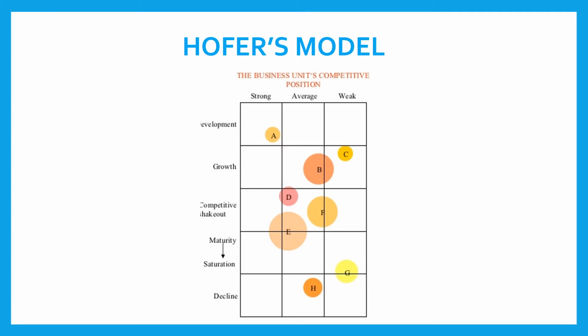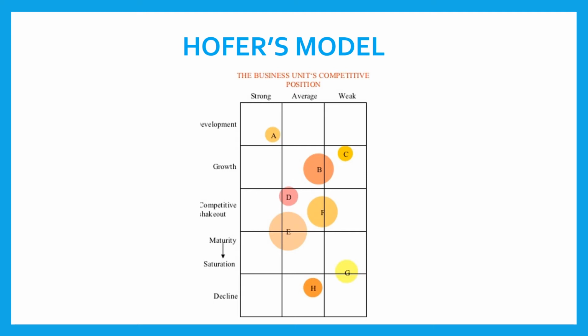Hofer's matrix reflects the stage of the development of the product or market. Business units are placed on a grid showing their stages of product market evolution and their competitive position. Hofer's evolution matrix is useful to develop strategies that are appropriate at different stages of the product life cycle.